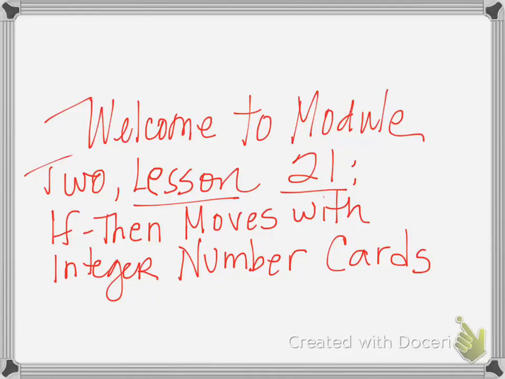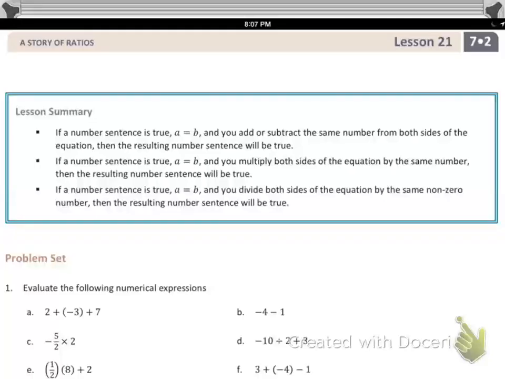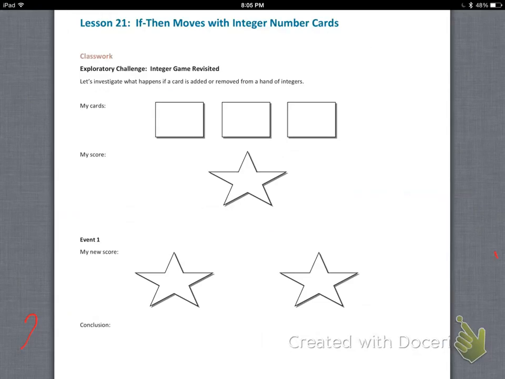Welcome to Module 2, Lesson 21, If-Then Moves with Integer Number Cards. We are actually going to take a different approach to this lesson. So let's go ahead and turn to that first page in your binder. I will scroll back to that first page.